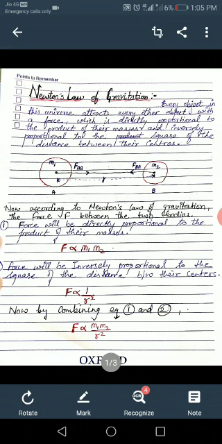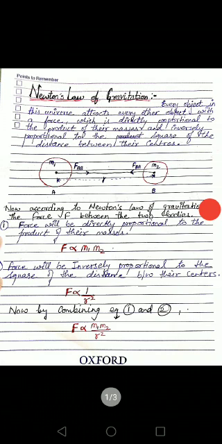So Newton's law of gravitation says that every body present in this universe attracts other bodies, and that force of attraction depends on their masses and the distance between their centers. Now, according to Newton's law of gravitation, the force F between two bodies is directly proportional to the product of their masses. As I have said, the gravitational force depends on their masses.